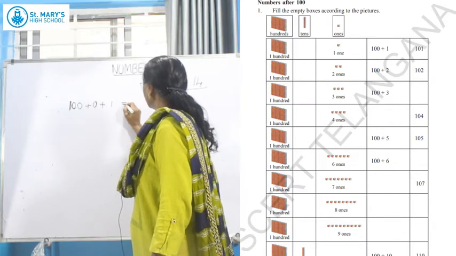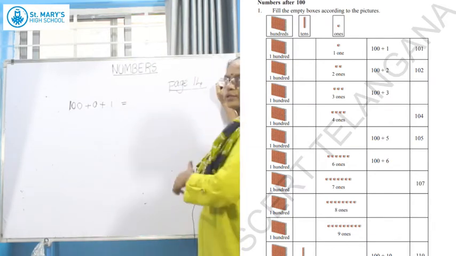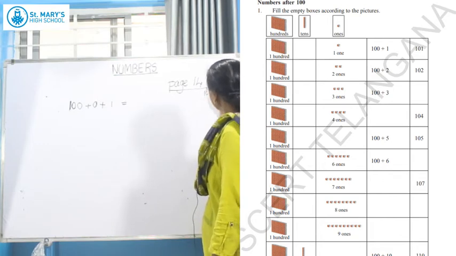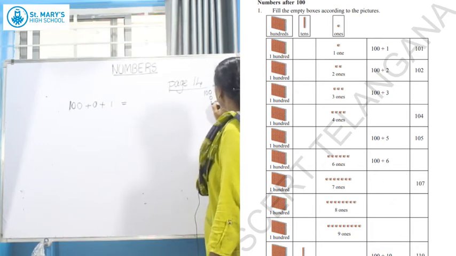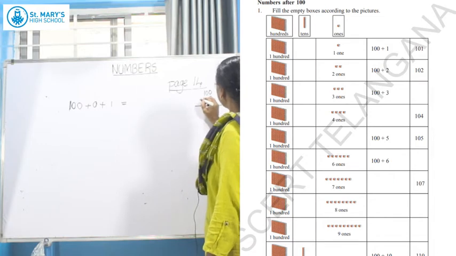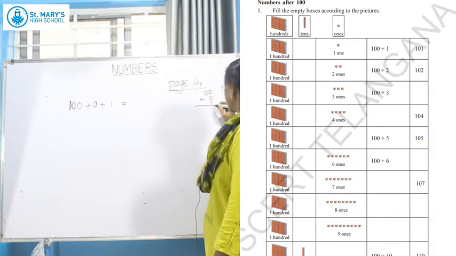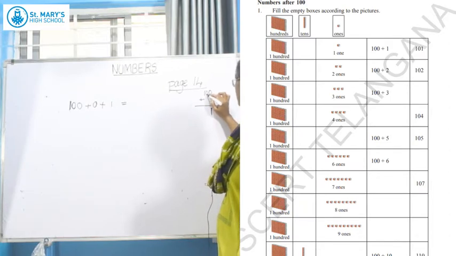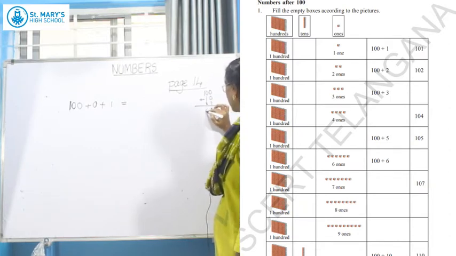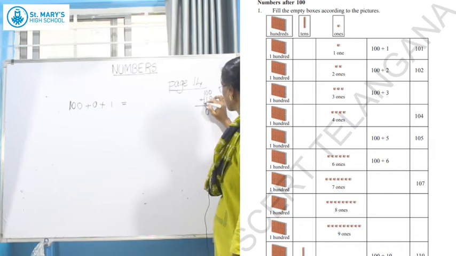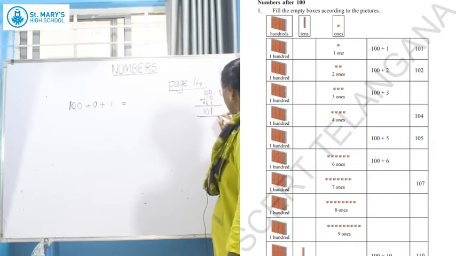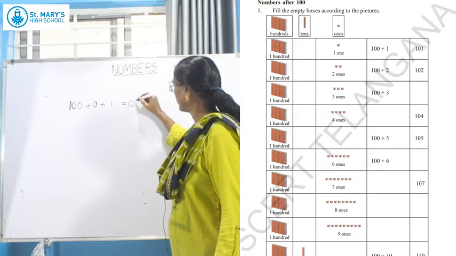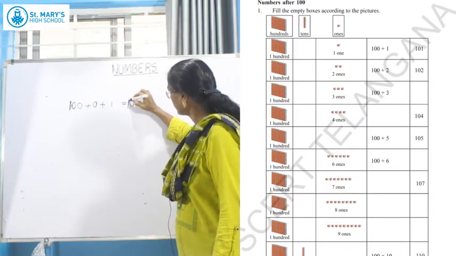So how do you get this? You look at here. 100, 0, 1. Add now. 0 plus 0, 0. 0 plus 1, 1. 0, bring it down as it is. 1 also bring it down and write. So what do you get as the answer here? 101. You write it in the blank there.